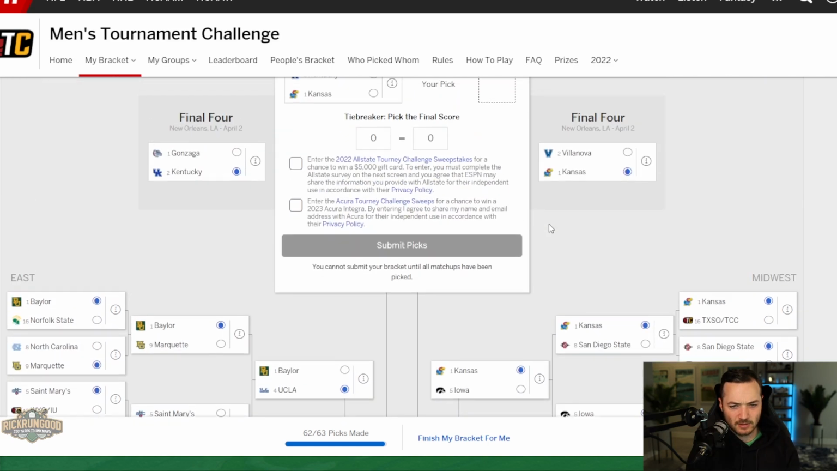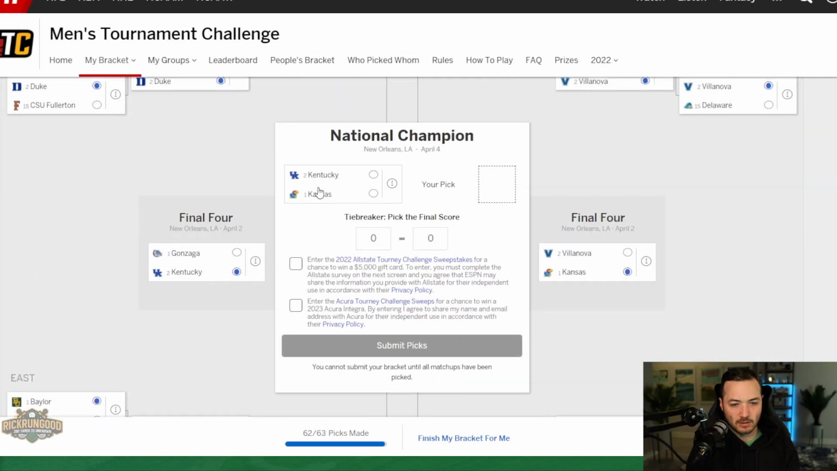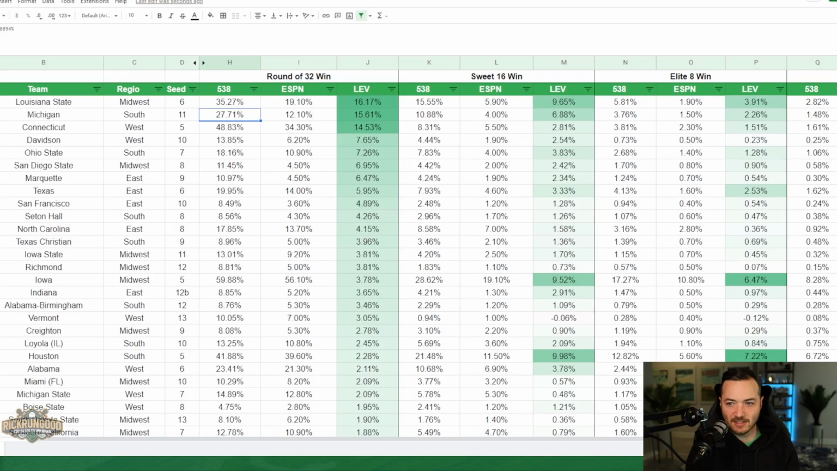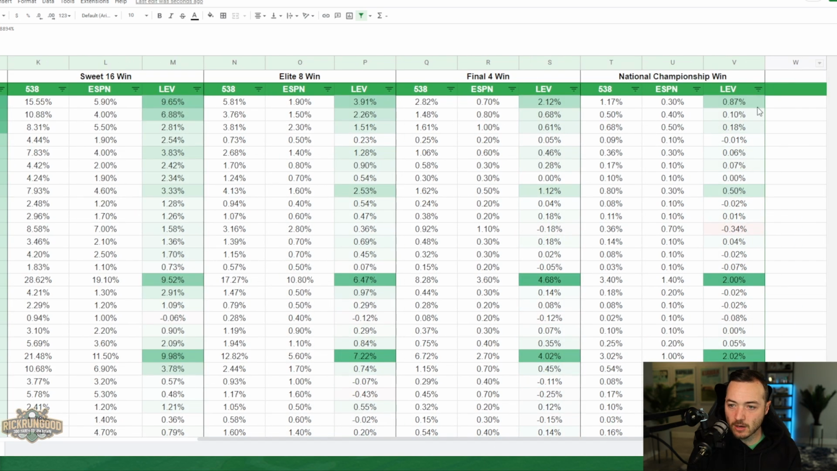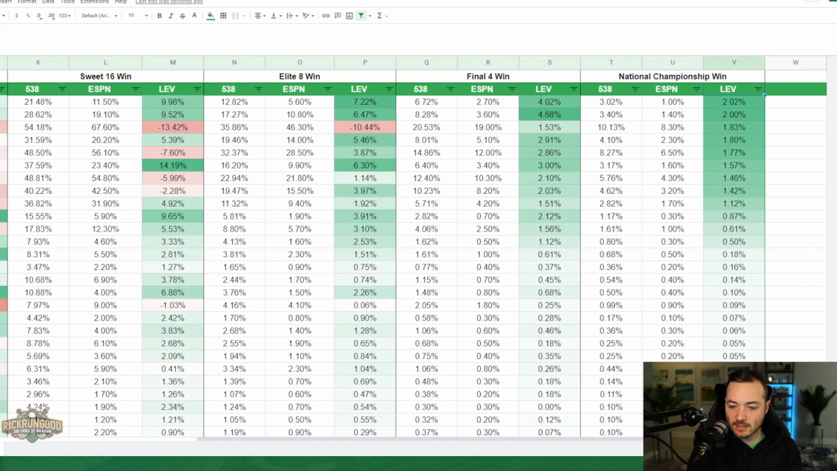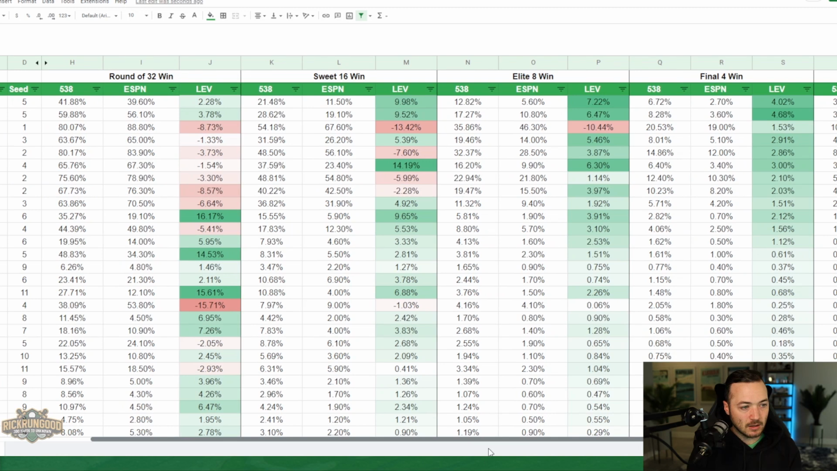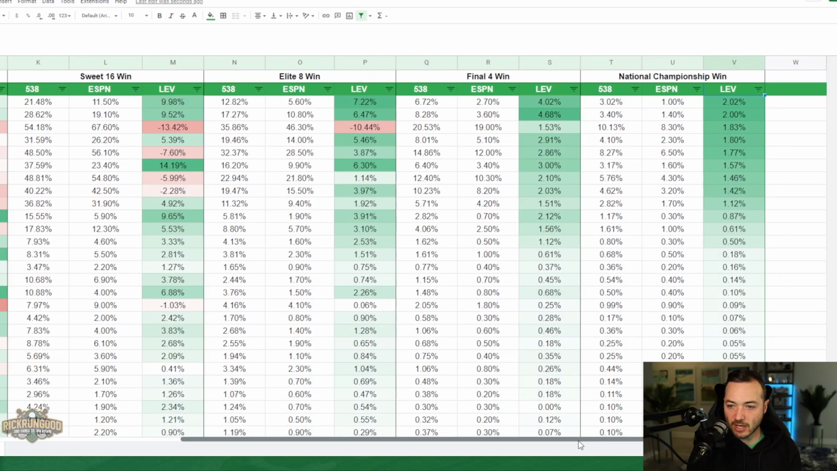What pick are we missing? Oh, I just have to click Kansas, right? Kansas is our champion, right? I don't even remember leverage on Kansas. Yes, Kansas is our champion 10% of the time.